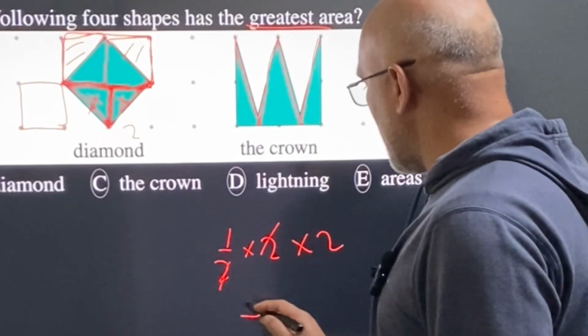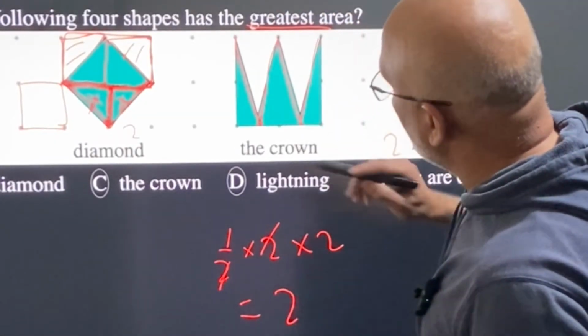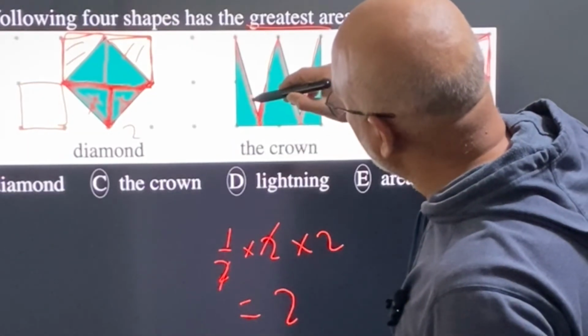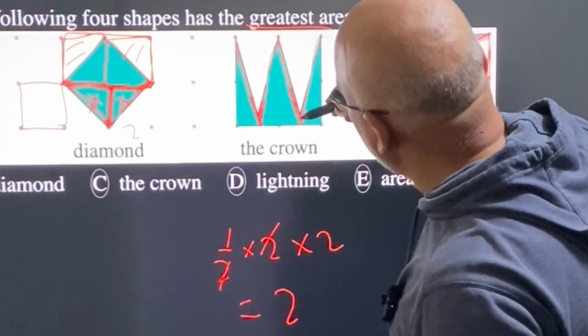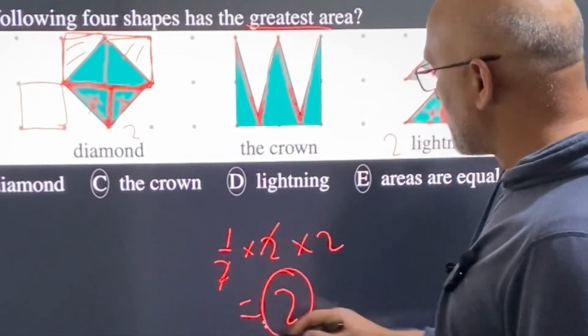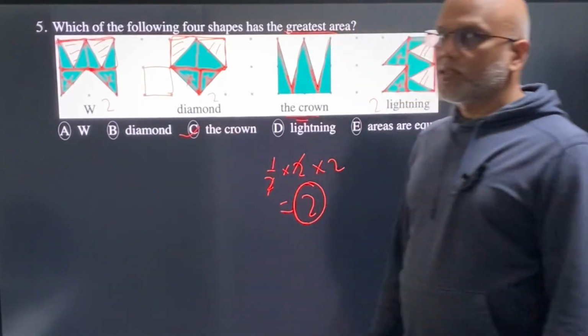So the area is going to be 2 if this point was connected here to the base, but it is not. This point is a little bit above, so there is some extra area here, right? There is some extra area here. So this definitely has more area, more than 2. So the crown, then, C is the correct choice.